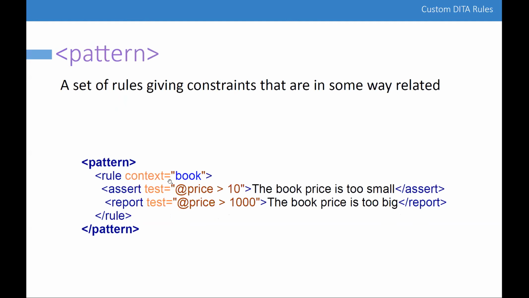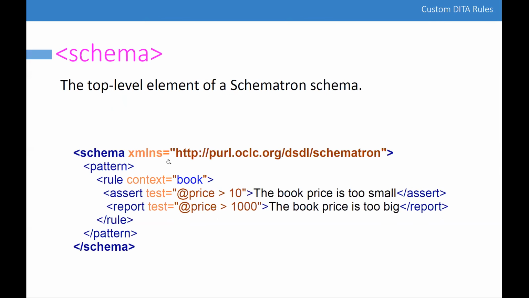Then the pattern that can group multiple rules that are related somehow. But as I said, can be used also to define abstract patterns that we'll discuss later. And then you have also the root, the schema, which is the top element. And what is important is to have this namespace on the root. This defines that this document, that is an XML document, represents a schematron. So this is the namespace of the schematron. So now we have a schematron created.